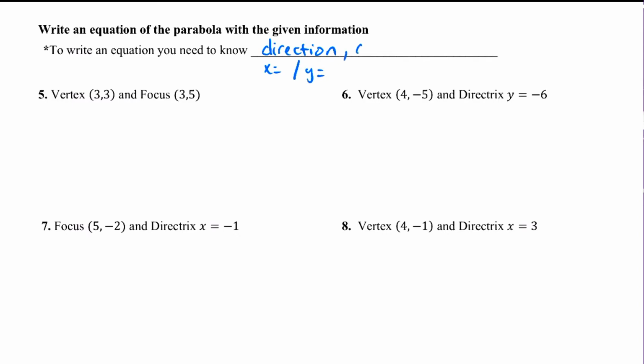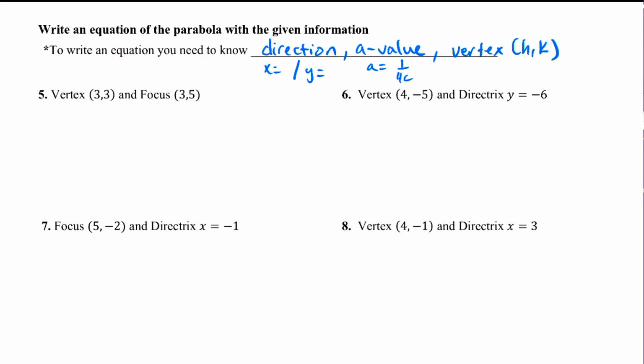We need to know our a value and the vertex, which gives us h and k. And remember, for our a value, that might mean we have to figure out c, so remember that a equals 1 over 4c.